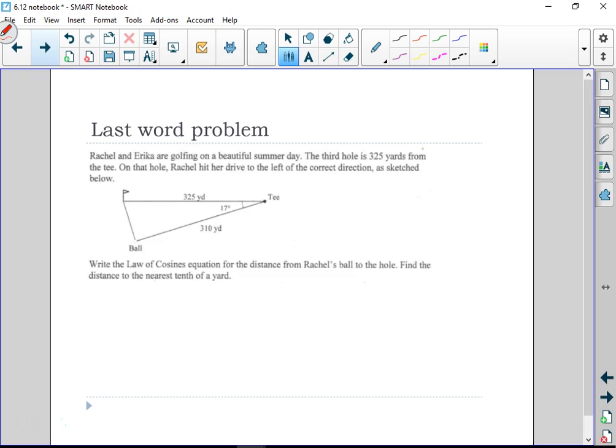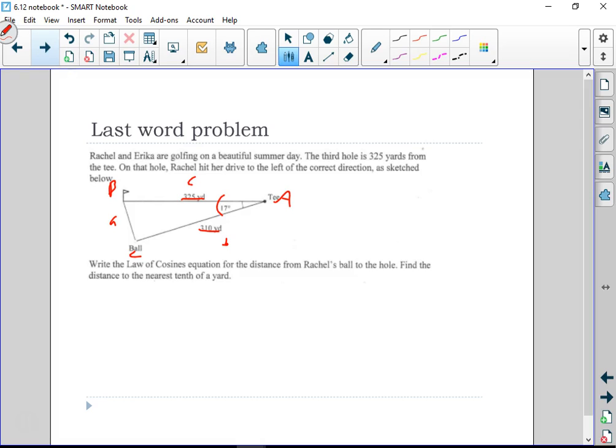Last word problem. Good title. Rachel and Erica are golfing. Again, look what we have. We have two sides and an included angle. So I'm going to call this A, big A, B, little b, C, little c. I guess I should have called ball B, but oh well.